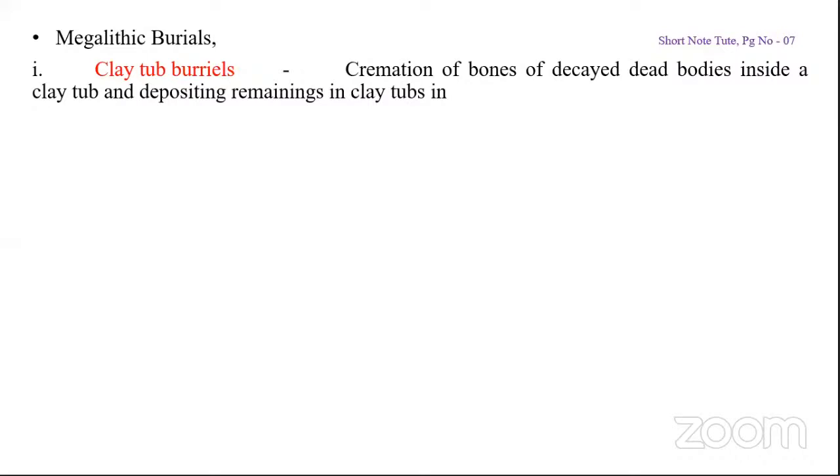So the dead bodies were buried outside. After that, the bones were brought back. The bones were kept inside a clay basin, and closing the clay basin, keeping some holes for ventilation, they cremated, that means they burnt it. So that's known as clay tub burials. So clay tub burials was the initial one. Now here you can see in this method they are using both methods, burying and burning.